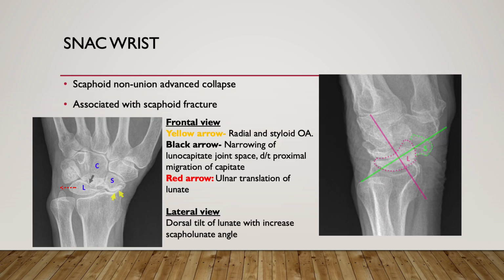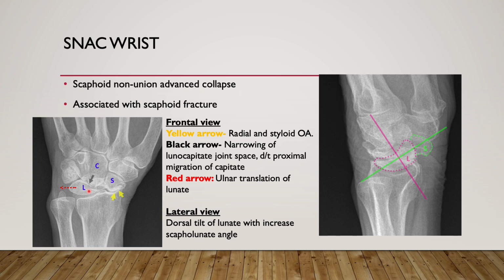Then there is something known as SNAC wrist, scaphoid nonunion advanced collapse. So this wrist is associated with a scaphoid fracture. On frontal view, we are seeing again the same thing, radial styloid osteoarthritis. The black arrow here is pointing to narrowing of the lunocapitate space.